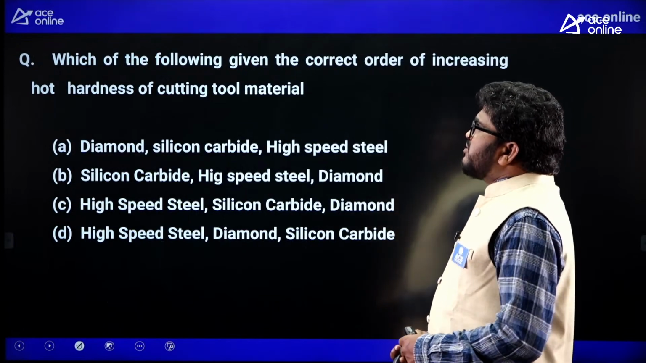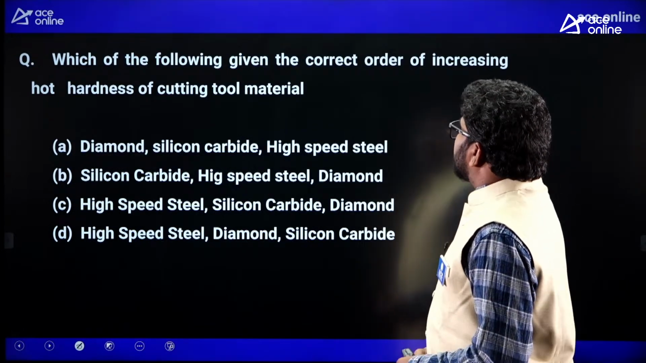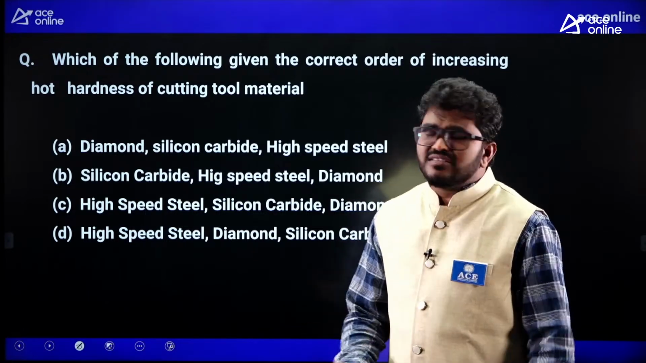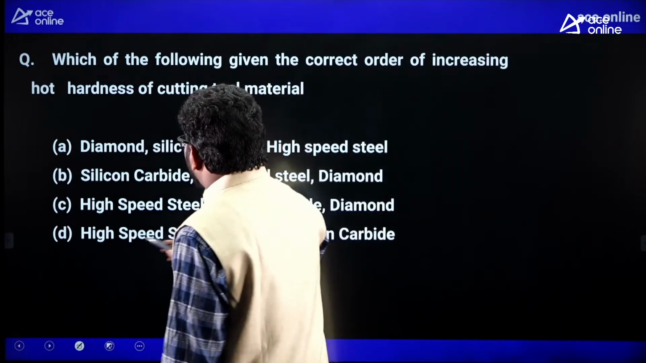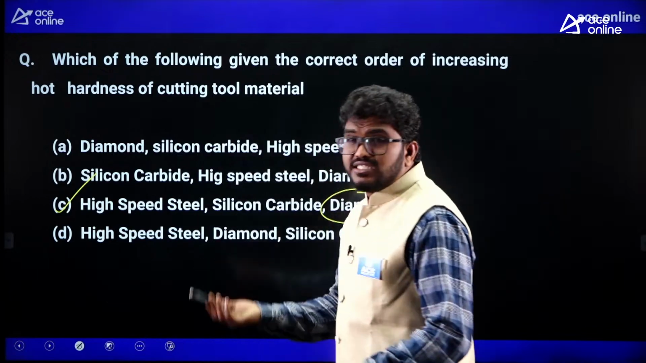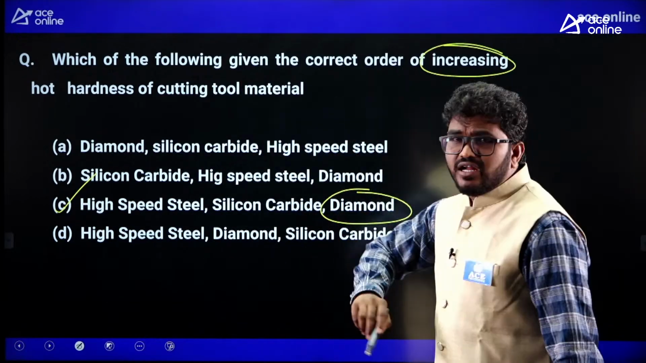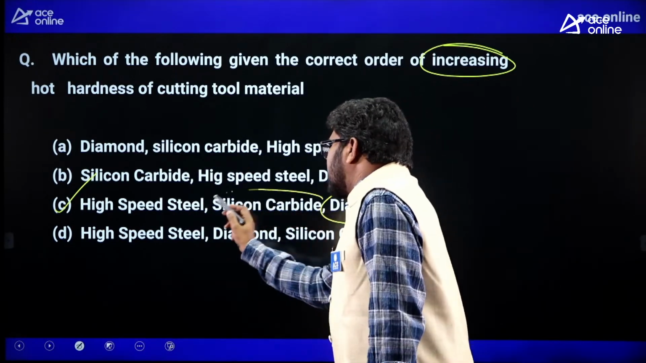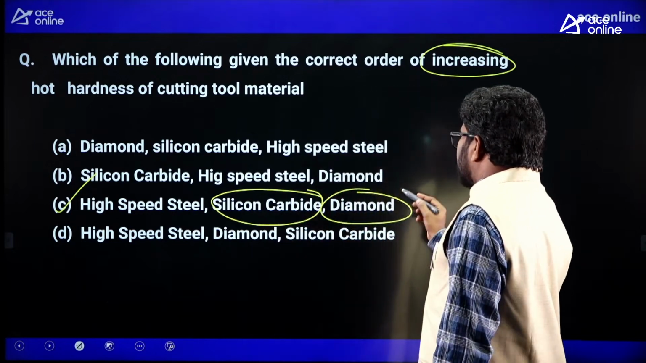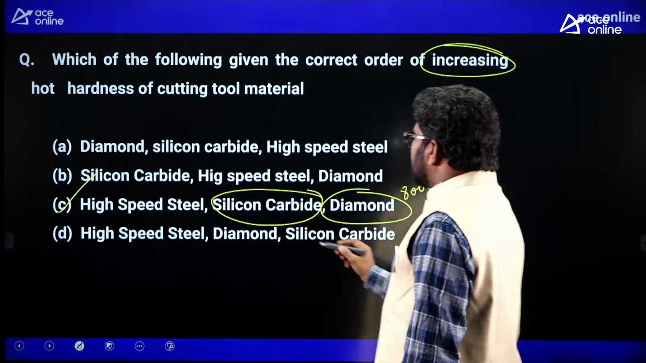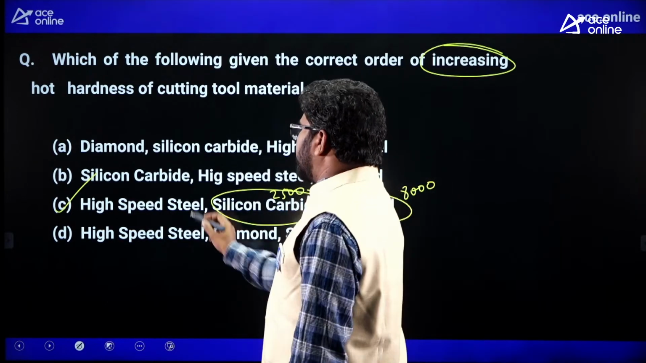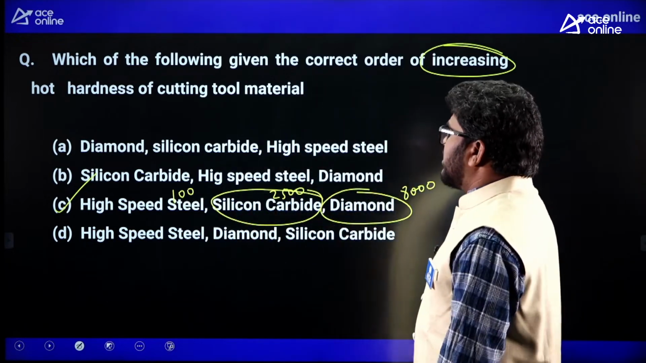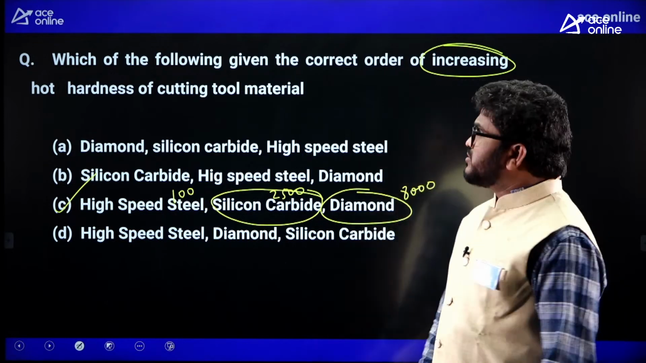Next, which of the following gives the correct order of increasing hardness of cutting tool material? High speed steel, silicon carbide and diamond. Diamond is the hardest one. They are asking for increasing order, so diamond is the last one. It is the hardest. Steel is the least. Let us say the hardness values: diamond is 8000, silicon carbide approximately 2500, and this is hardly 100. Imagine such a high hardness of silicon carbide and diamond. So C is the correct answer for this question.